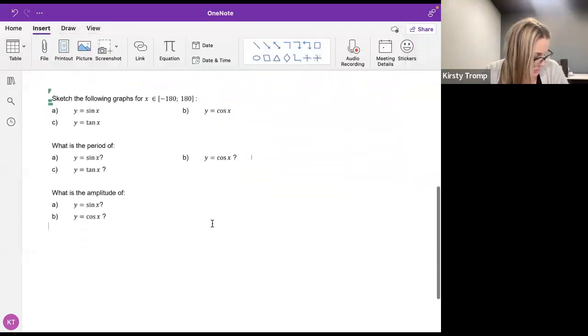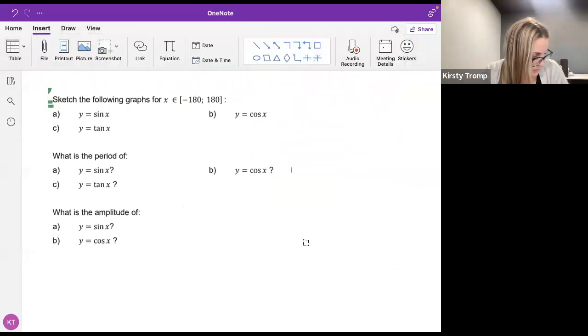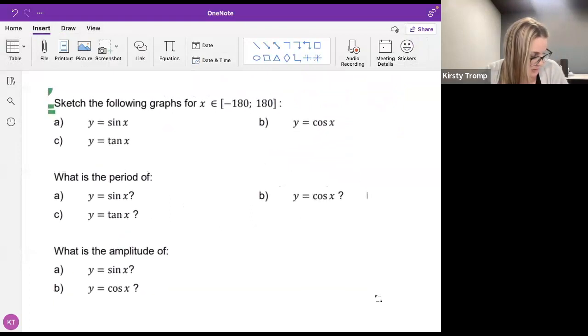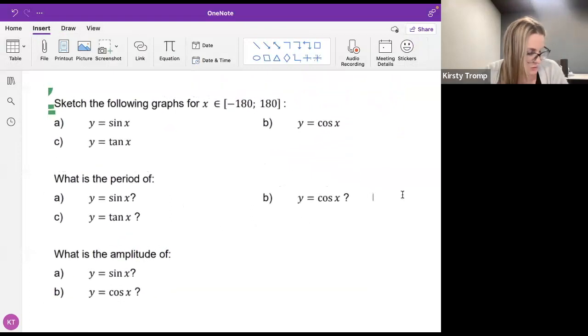All right, there are the questions back for you guys. So we are plotting those three graphs onto the negative 180 to 180.